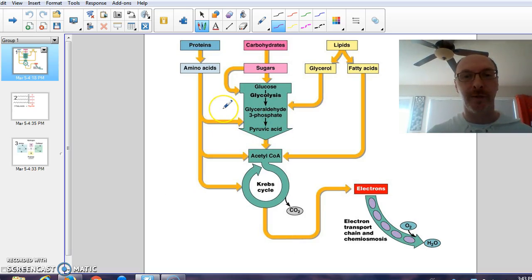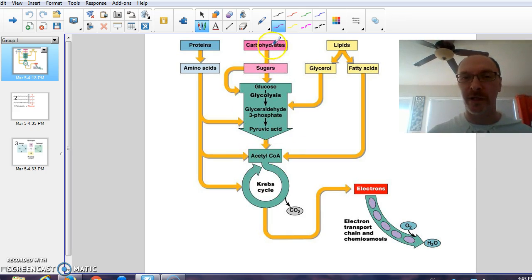Hi, today we're going to look at aerobic respiration and the various pathways that feed into it. Specifically, how do carbohydrates, lipids, proteins, and nucleic acids get used for ATP production? We're going to focus on this particular figure and a few others, and hopefully that will fill in the blanks for you.